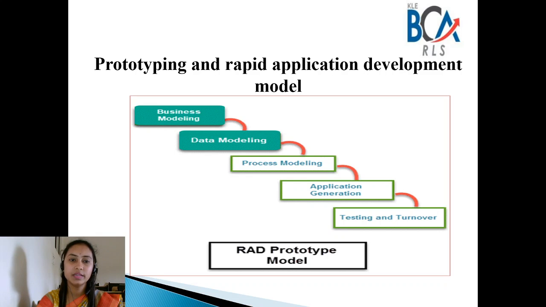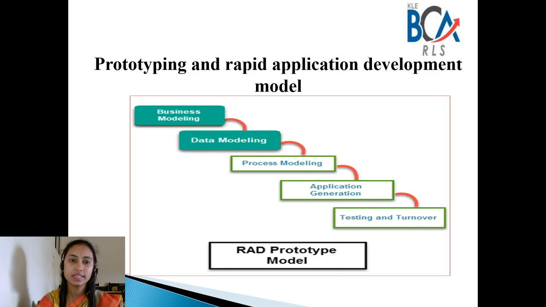Let us see the phases of the RAD model. You can see in the diagram, these are the phases. The first one is business modeling. On the basis of the flow of information and distribution between various business channels, the product is designed. Then comes the next phase, data modeling. In this, the information collected from business modeling is redefined and made into a set of data objects that are significant for the business.